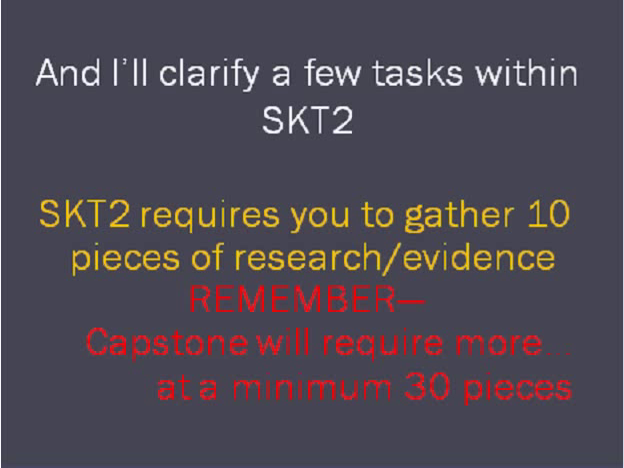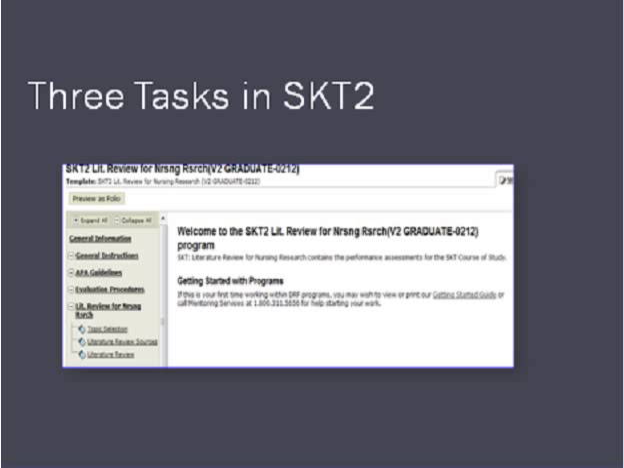Remember, in SK2 you're going to focus on 10 pieces of research that you're going to use for your literature review. And in your capstone, you will, at a minimum, have 30 pieces, 35, 40 pieces. Once you get into learning how to critique and find evidence, you really find a lot of evidence. And so I alert that to you right now, because you're going to be finding evidence in this task, and you may want to save some of it for your capstone.